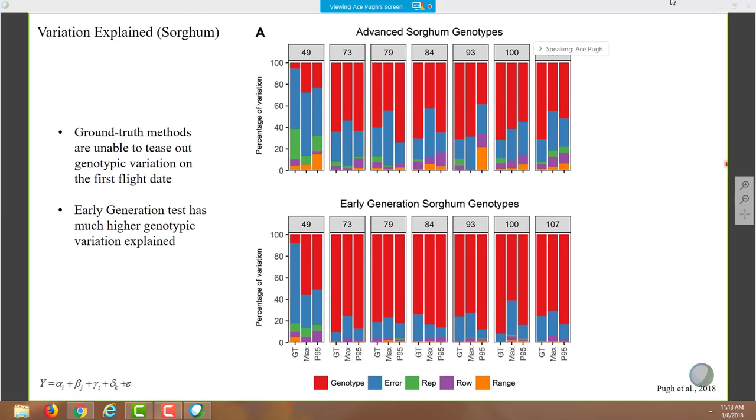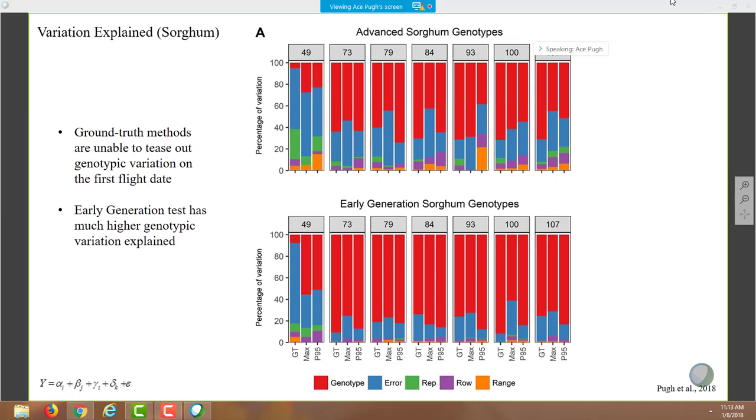So for sorghum, the ground truth methods are actually unable to tease out any genotypic variation on the first flight day. This was pretty early in growth, at 49 days after planting. That's what the dates are, the days after planting of the crop. You can see over here that the genotypic variation explained by our ground truth methods was actually minuscule. But the UAVs, especially in the early generation, were able to at least explain a decent portion of it. Now, we quickly caught up on the ground truth afterwards.